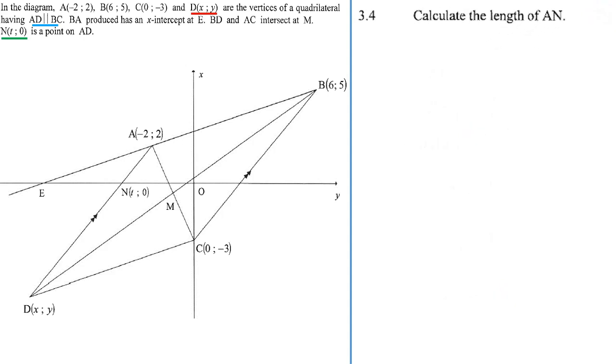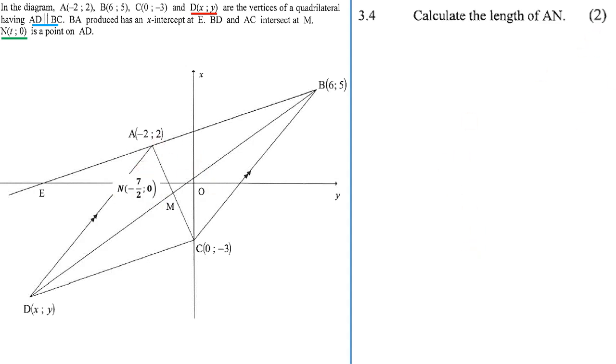Let's go on. This is 3.4. Calculate the length of AN. How many marks is this? 2 marks. This is very simple because this is actually grade 10 work. If you say length, it means the distance between the 2 points. You calculated the distance between 2 endpoints in grade 10, and as long as you know both coordinates, you can do it. Remember, we found the value of t. It means now we know the coordinates of N, and we can just use the distance formula. That is why it's 2 marks.